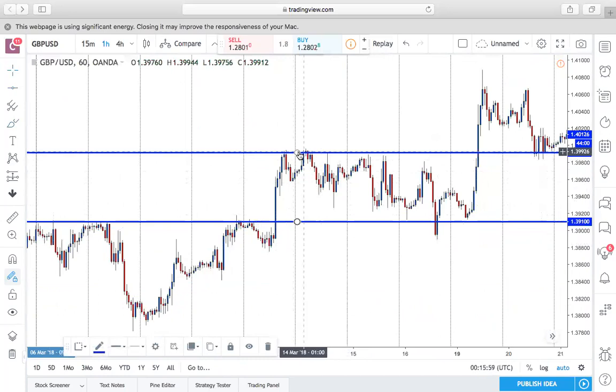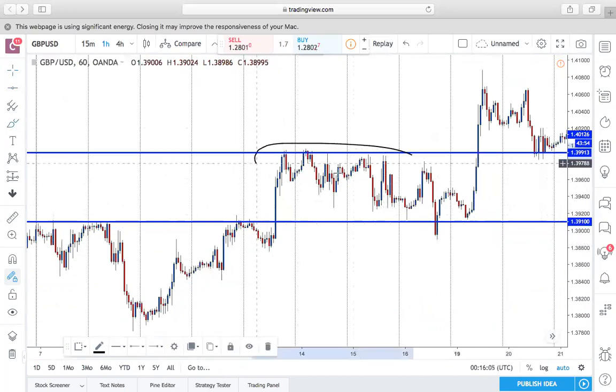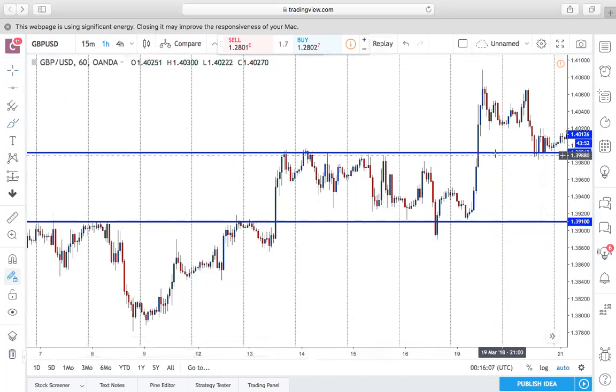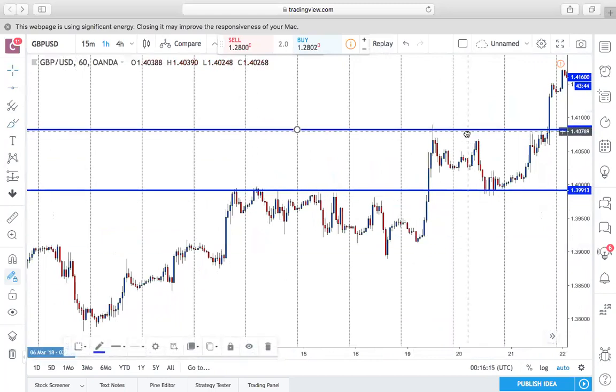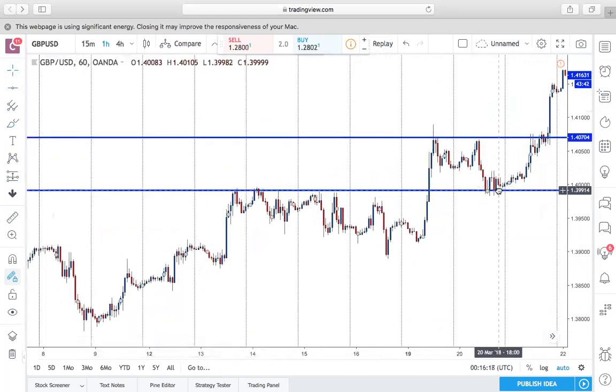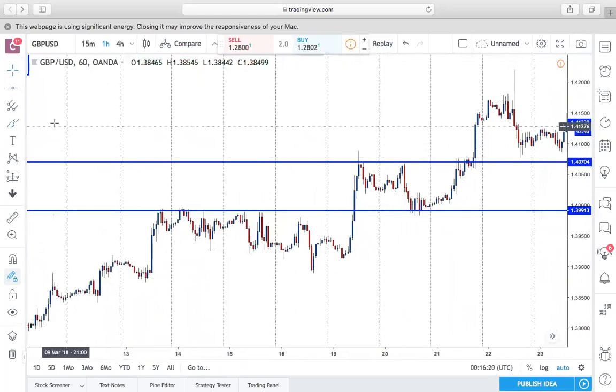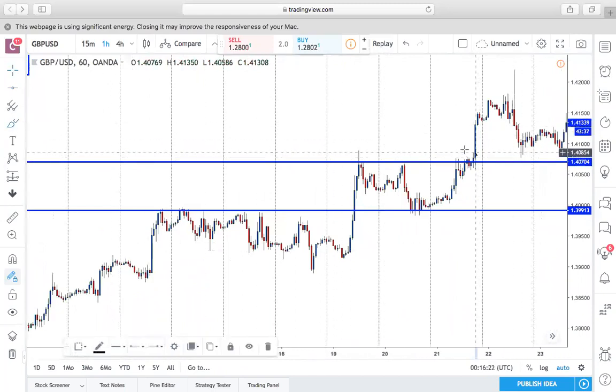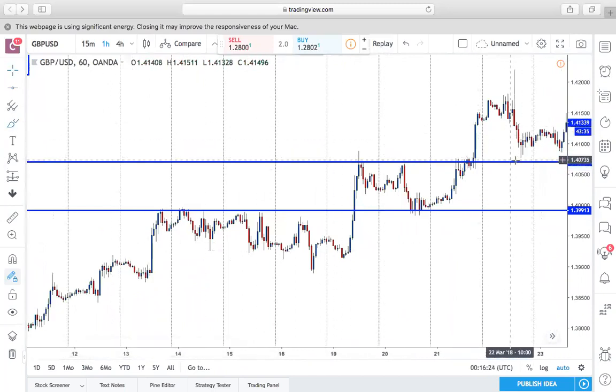Once price breaks our previous resistance line, which it did right here, we want it to come back, and this is our retest right there. Same thing. New resistance, our new floor. And it breaks right here, and our retest. Boom. See how that retest?